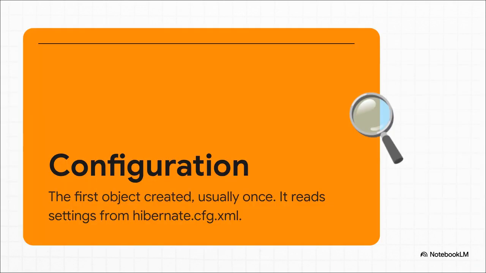So everything kicks off with the configuration object. This thing gets created once and only once, right when your application starts up. Its whole job is to read a special setup file, usually called hibernate.cfg.xml, to get all of its instructions. You know, how to connect to the database, what the password is, and which of your Java classes are supposed to map to which database tables.